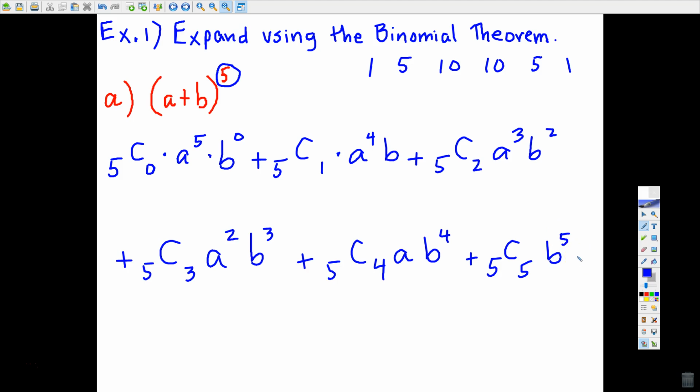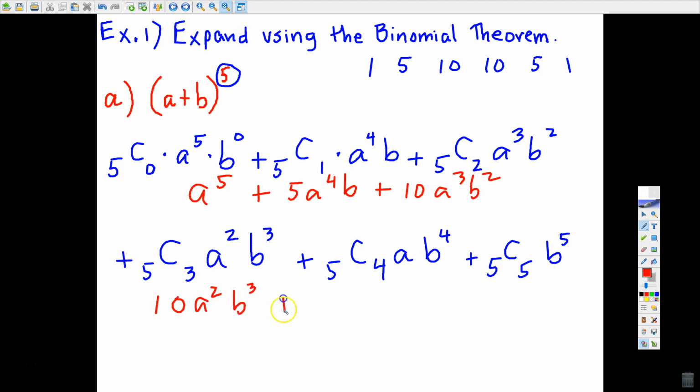So cleaning this up, we're going to end up with the same answer that we got using the triangle. 5C0 is 1, b to the 0 is 1, multiplied by a to the fifth, and we get a to the fifth. Okay, 5C1 is 5, so this is 5a to the fourth b, this is 10a cubed b squared, 10a squared b cubed, 5ab to the fourth, and b to the fifth. So the red would really be the final answer to this.